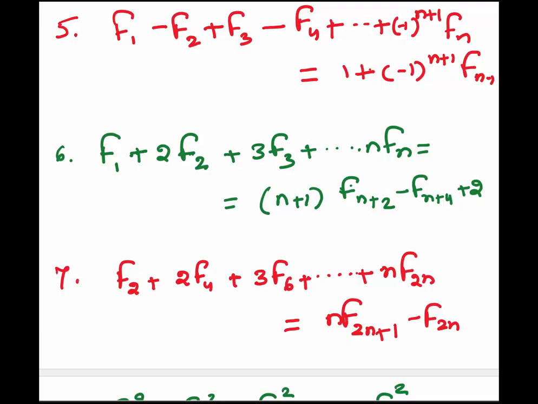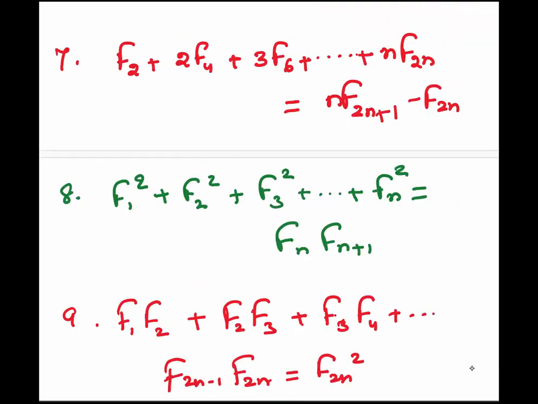In the seventh identity, we have taken all the Fibonacci numbers of the type n F(2n). So now F2 plus 2F4 plus 3F6 and so on plus n F(2n) is equal to n F(2n+1) minus F(2n). In the eighth identity, we have taken the square of all the Fibonacci numbers and added them, and this comes out to be F(n) F(n+1).